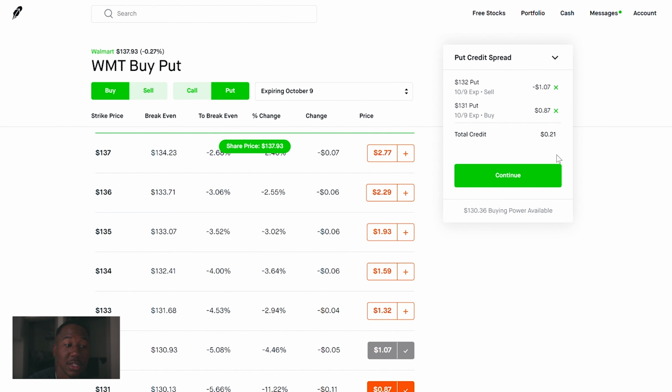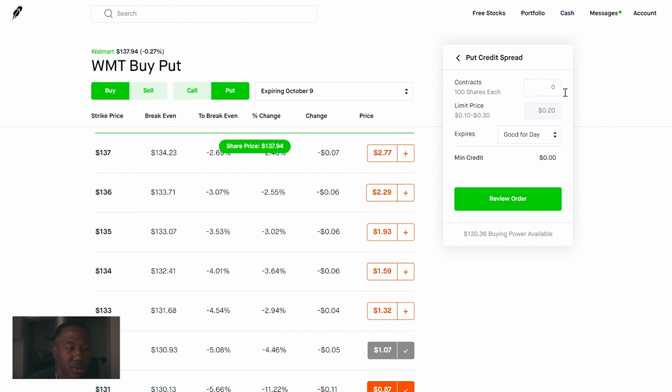So in order to be able to make this trade, you need to have another $79 to go towards the collateral along with this credit. All right, so I'm going to click continue. And it looks like the value actually just went down a little bit, but I want one. So if I get a $20 credit for opening this trade, it's now going to take $80 of my buying power to reach that collateral.